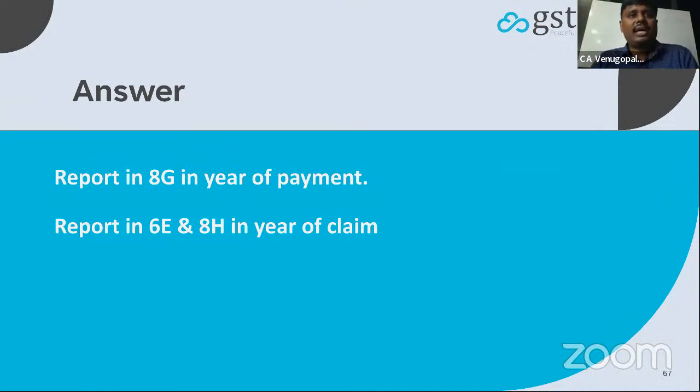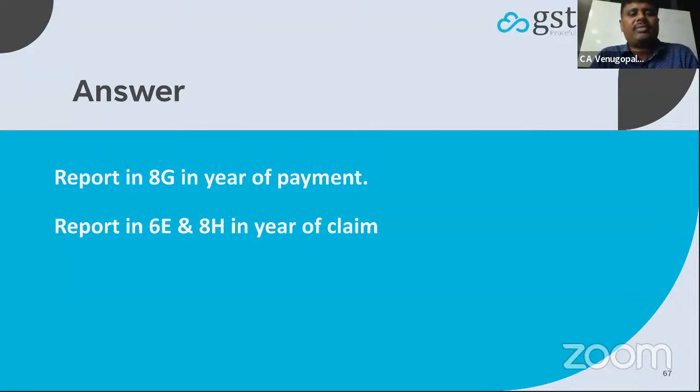So I would say report it in the year of claim, and the advisory also said that table 8 lapse will not be considered. So have a reconciliation for your internal records. Report it in the year in which you have claimed in 6E and 8H. And in year of payment 8G, there's an alternative view. 8G also report it in the year in which you have claimed, so that there is no intimation of the lapse credit. I endorse both the views.